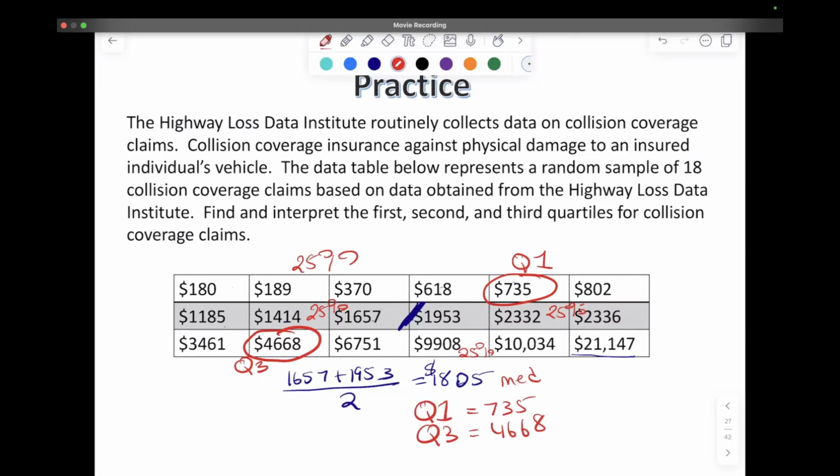I'm so sorry, I have one more question. Yes. So going from the bottom half, the lower numbers, why did we count off 5 from the left instead of the full 9? Well, there's 9 on the bottom, so the 5th number is the one that would be our Q1. I could count backwards, 1, 2, 3, 4, 5. But because there's 9 below the median, the 5th number is our Q1, the number smack dab in the middle.